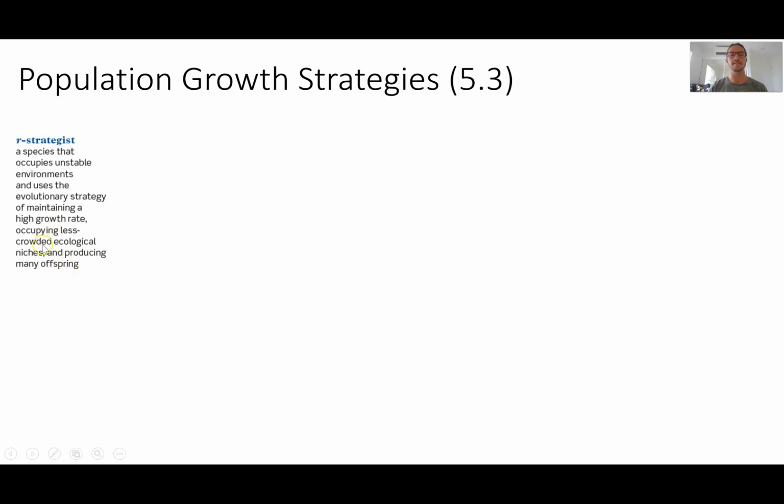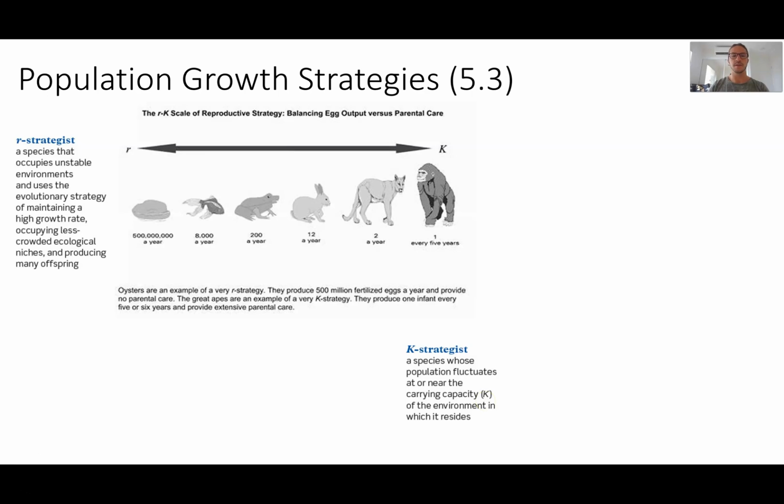We can also add to this list of characteristics that there is little parental care involved. They just produce heaps of offspring and let them go to help their species and population survive. Then we have K strategists, and this is a species whose population fluctuates at or nearing carrying capacity, represented by the letter K. So let's look at a few species.